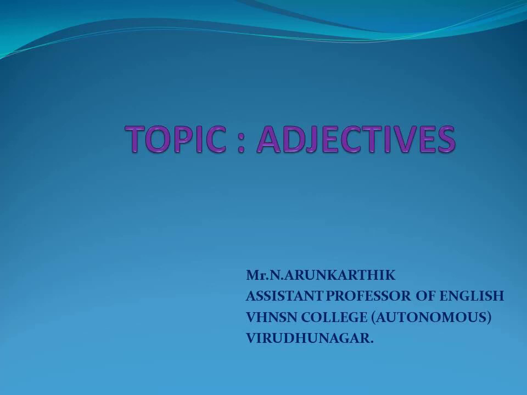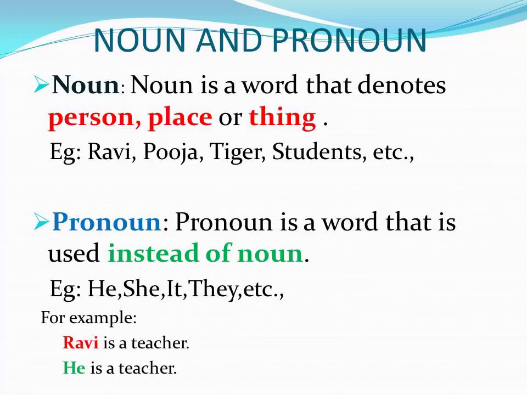Today we are going to see about adjectives. Before we get into the adjectives, we must recap something about noun and pronoun. Noun is a word that denotes person, place or thing. For example, Ravi, Pooja, Tiger, students. Pronoun is a word that is used instead of noun. The example, he, she, it, they.